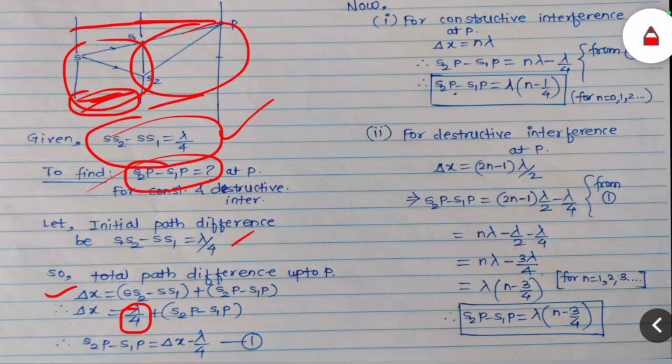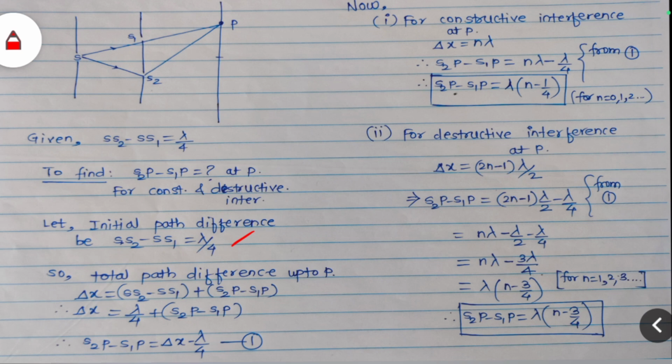Yes, fine. So what is my target? My target, you can see in the 'to find' portion, is S2P minus S1P. So I will just rearrange it and write it as equation number 1. You can see that S2P minus S1P equals delta x minus lambda by 4. What I have done is just transferred the lambda by 4 to the other side. Now what is my target? What is delta x? I should know, na? Yes or no? What is delta x? It is the path difference.